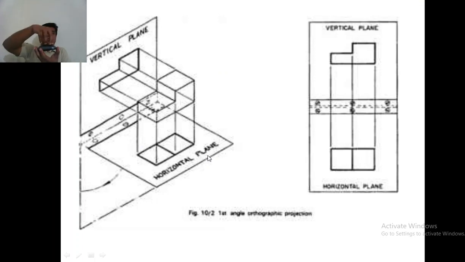Whenever you see from the top, the lines of sight, or the projector lines, pass through this object and fall on the plane of projection, the screen. Whatever shadow or image you get is called the top view of the object. You can see the top view, how the object looks from the top. It simply looks like a plane now.